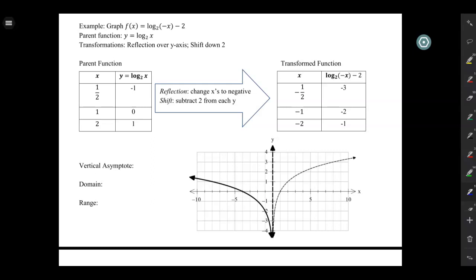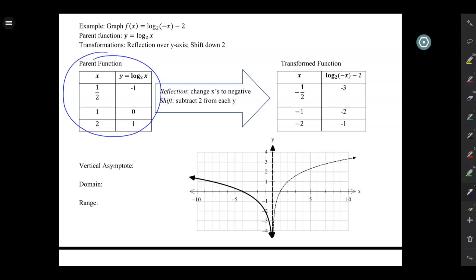So the first thing that I'm going to do is identify the parent function. So y equals log base 2 of x. I'm going to use that parent function to create this parent function graph. Okay, and that goes back to a previous lesson in a previous video.